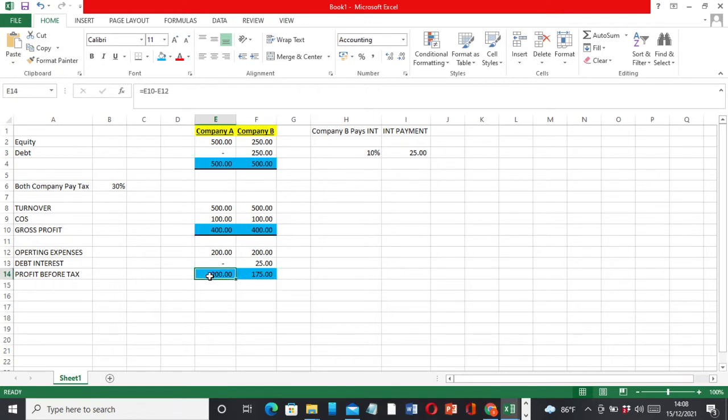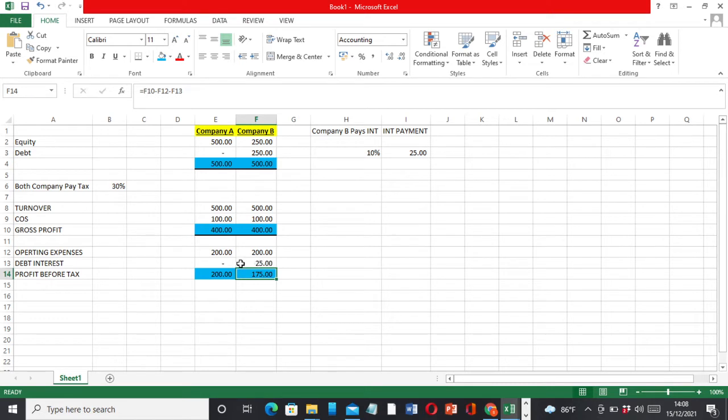You might see company A is profitable, but let me show you down the line which is more profitable, right? So here company A makes a profit before tax of 200 million, but company B makes a profit of 175 million. So actually company B makes 25 million less compared to company A, because company B pays 25 million interest for the borrowed debt of 250 million at a 10% interest rate. So that is an agreeable fact.